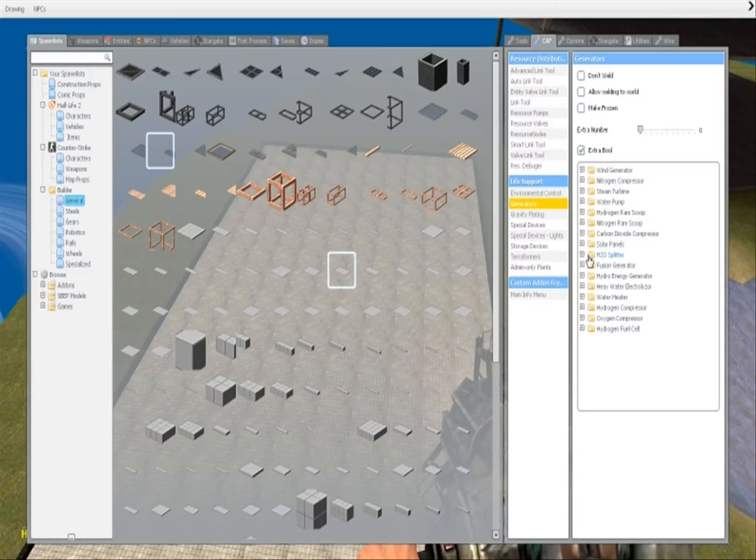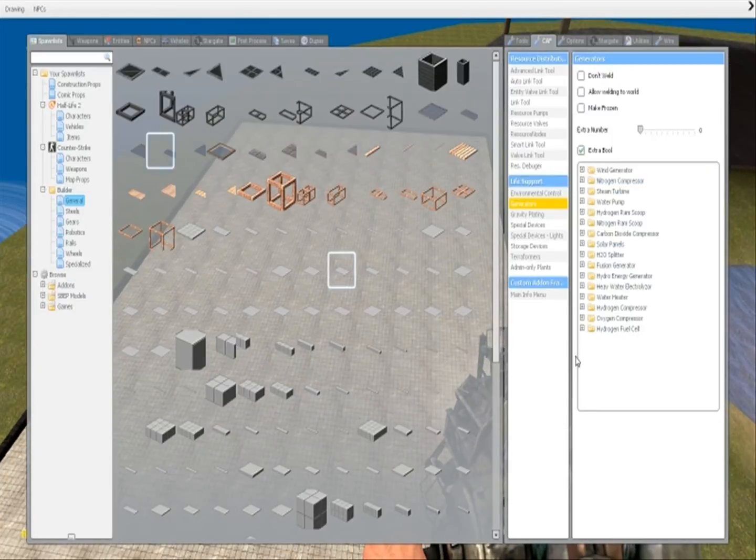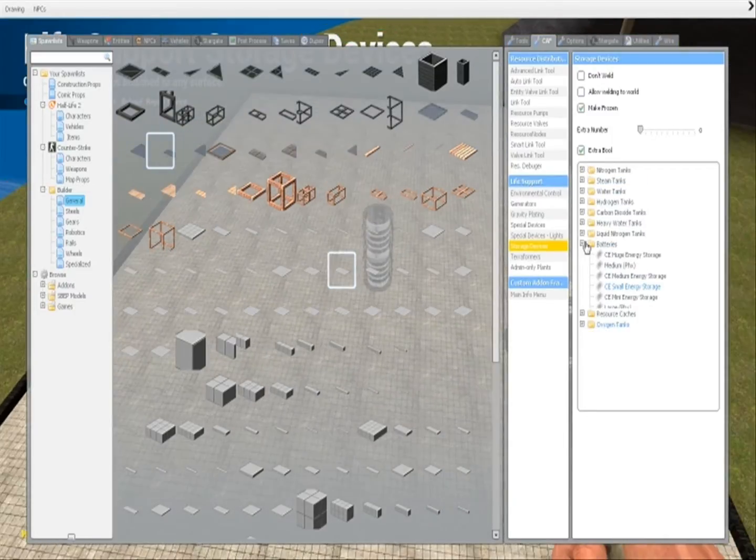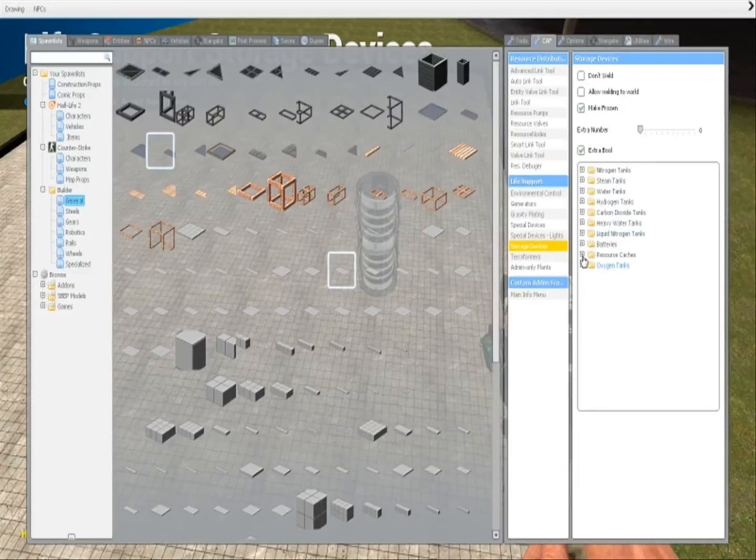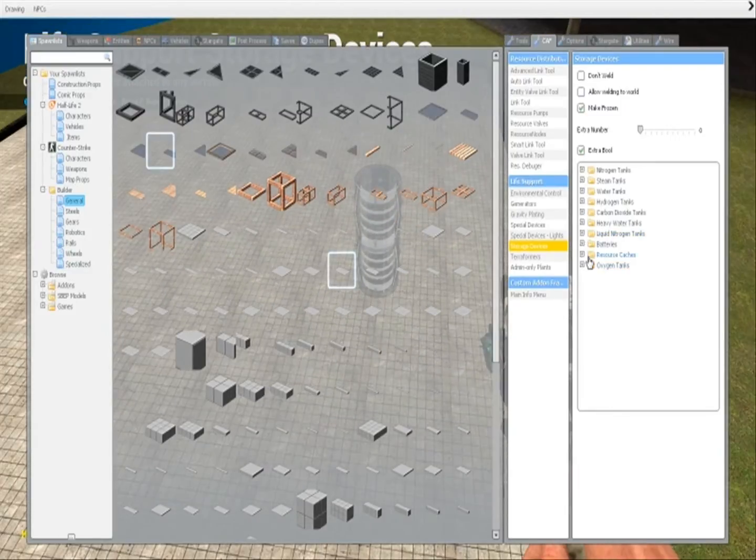Pretty much what I'm going to do is talk about all the things I didn't talk about in this generators and storage section. So, liquid nitrogen, hydrogen, carbon dioxide, steam, which I briefly talked about, and normal nitrogen.